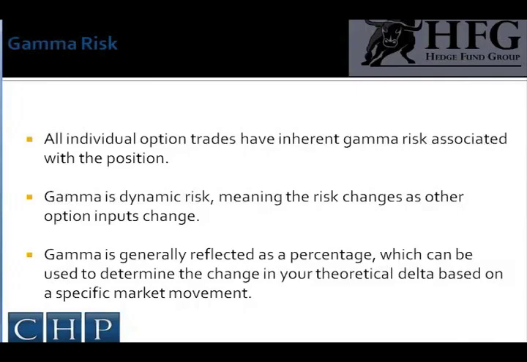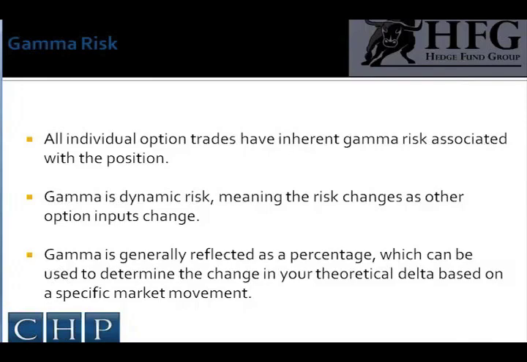Gamma is a function of the underlying price of the asset, along with the time to maturity, the interest rates, and the implied volatility, which are most of the inputs to the Black-Scholes model. The underlying price plays the largest role toward determining the gamma associated with an individual option. Gamma is generally reflected as a percent or decimal, which then can be used to determine the change in your theoretical delta based on a specific market movement. The process will allow a trader to simulate different types of movements, either up or down in a market, and the delta hedge their position will have based on the gamma of the option.